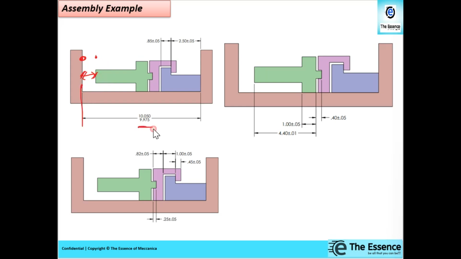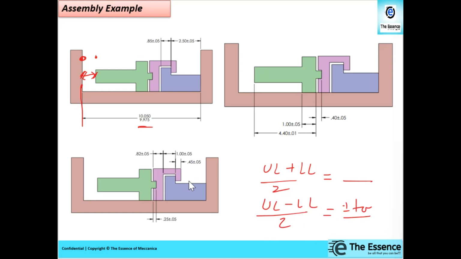Now this dimension is given in limits, so we first have to convert it into equal bilateral, that is upper limit plus lower limit divided by 2, that will be the value, and upper limit minus lower limit divided by 2, that will be the tolerance value, plus or minus tolerance value, right? So we will move from there to there, to the other side, and that will be A for us, okay? That will be A for us.